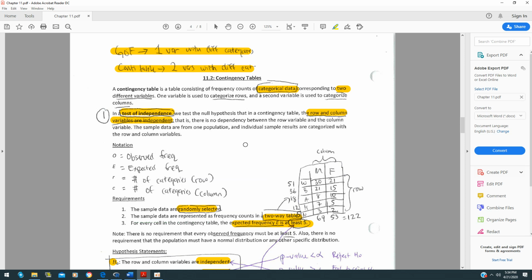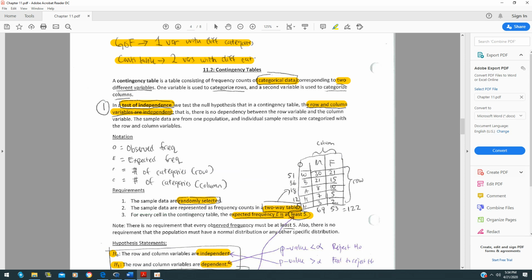Okay, so for example, let's say you have a contingency table here with male and female, which are categorical variables, and you have white, black, Asian, and Hispanic, different types of groups here. They are also categorical variables. So we have two categorical variables in this case. You want to figure out if gender is independent of ethnicity. So this is how we use the test of independence here.